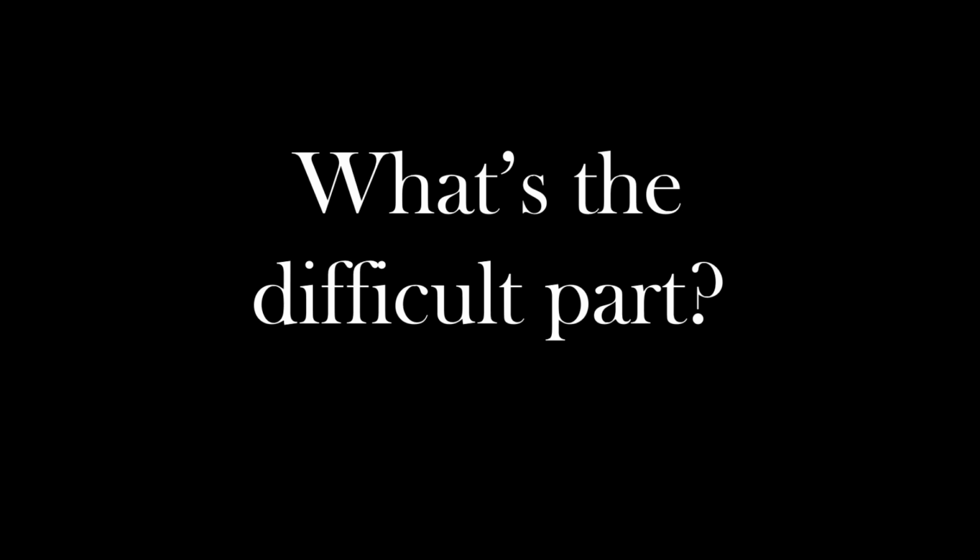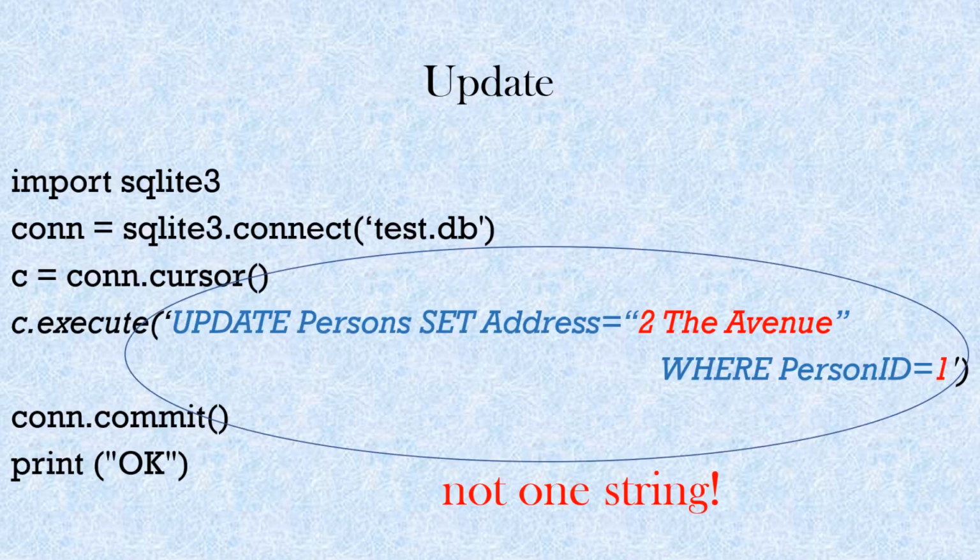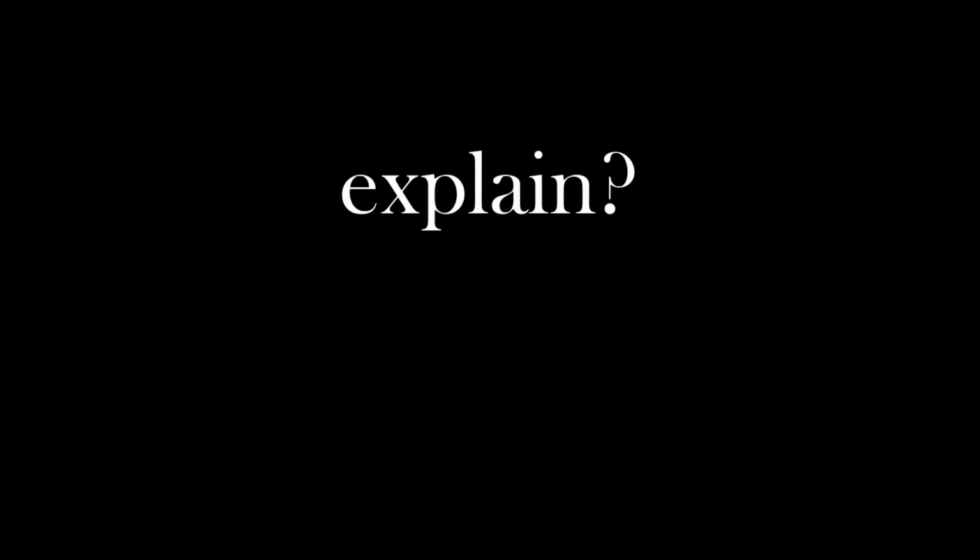What's the difficult part? Well, can you remember how we input a string? Here's the example with name. And here's our update. We've got the whole update as one string, which is not the case when the user inputs a number or a string. So let's explain how we do this.